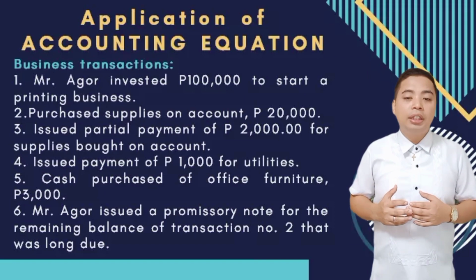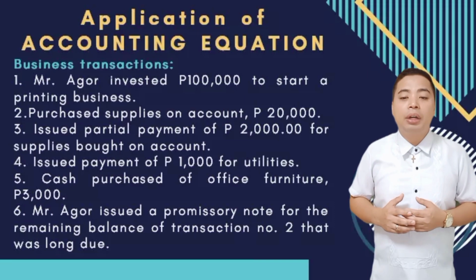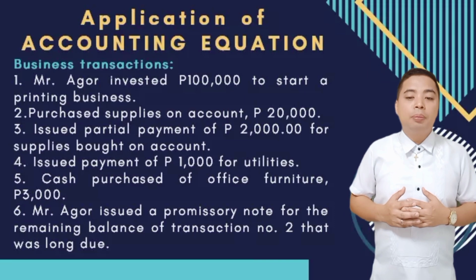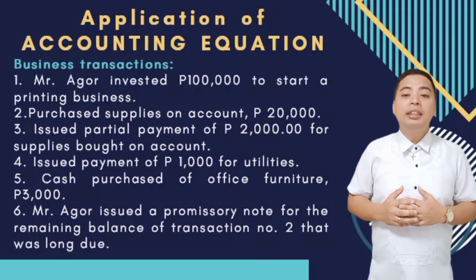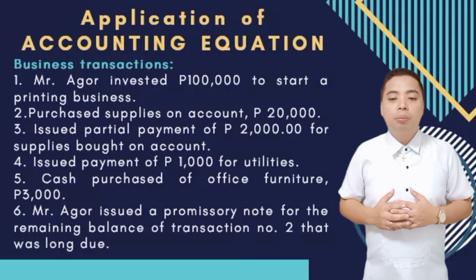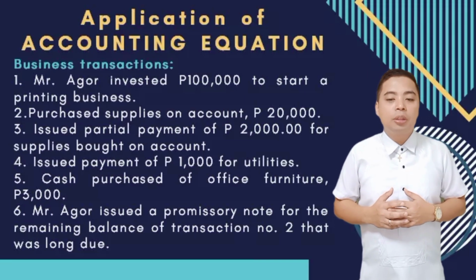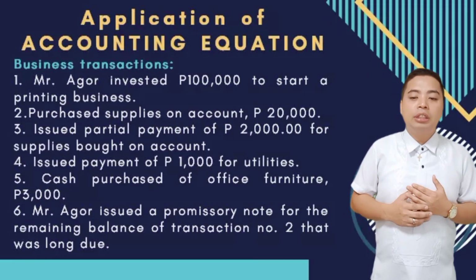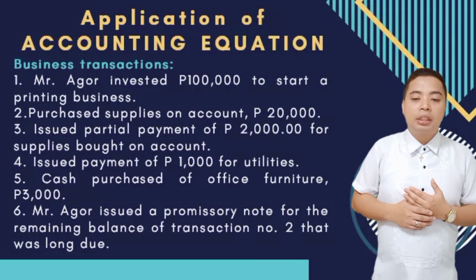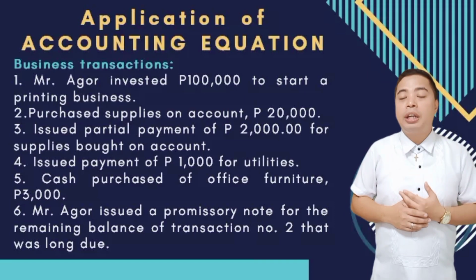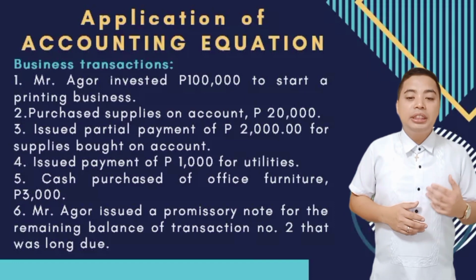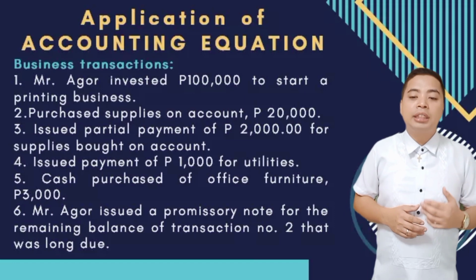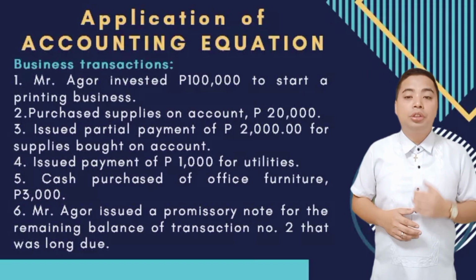We have 6. First, Mr. Agor invested 100,000 to start a printing business. Second, purchase supplies on account worth 20,000. Third, issued payment of 2,000 for the supplies bought on account. Fourth, issued payment of 1,000 for utilities. Fifth, cash purchase of office furniture worth 5,000. And lastly, Mr. Agor issued a promissory note for the remaining balance of transaction number 2 that was long due.